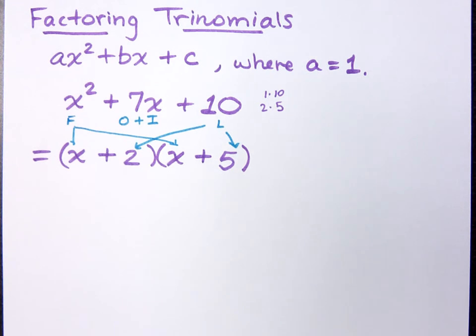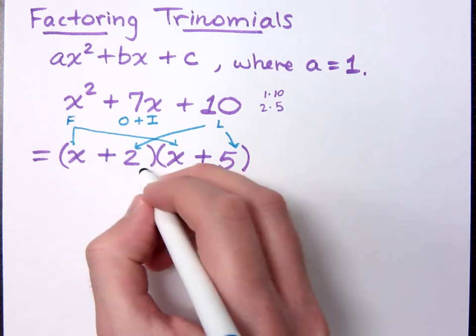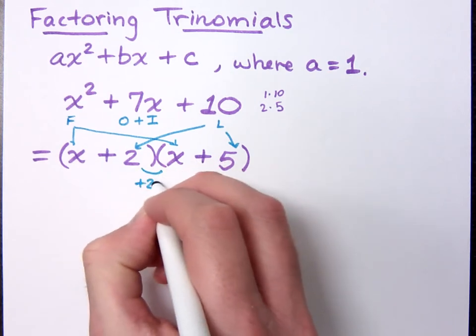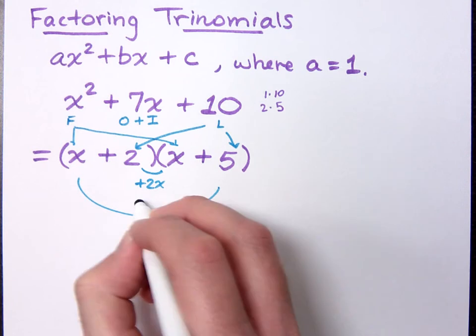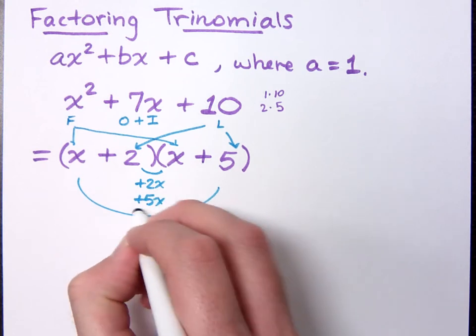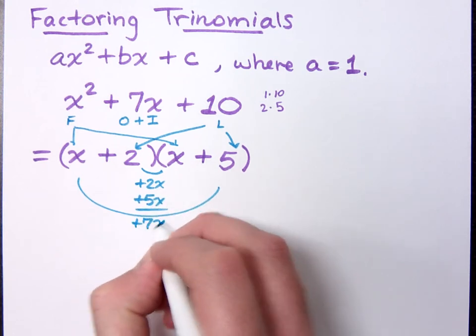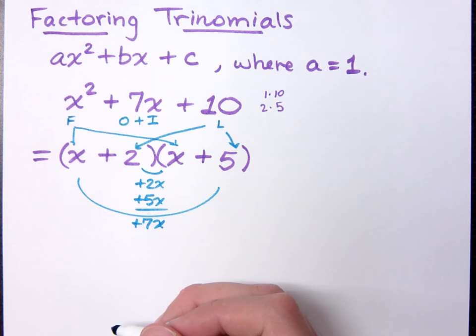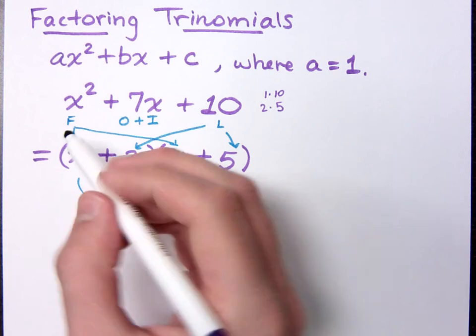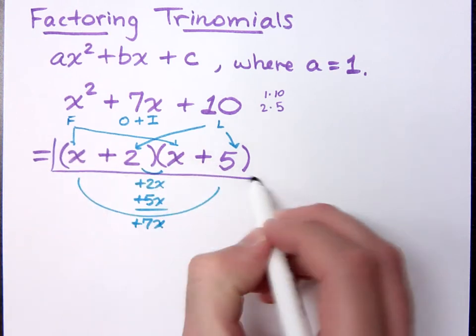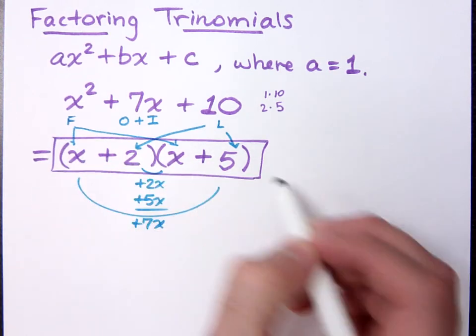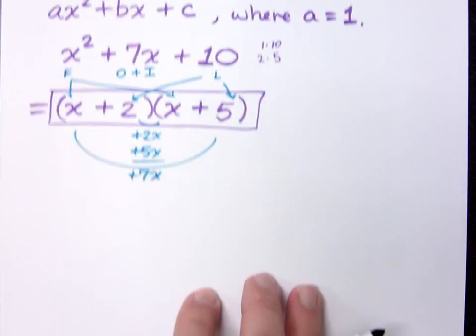Does this check out? When you check your inside and outside pieces, inside is a plus 2x, outside is a plus 5x, so altogether it's a plus 7x. We remember this? All right, let's just run through a few examples and we're going to put some problems on the board for you. Just want to make sure that we do remember the basics of factoring trinomials.